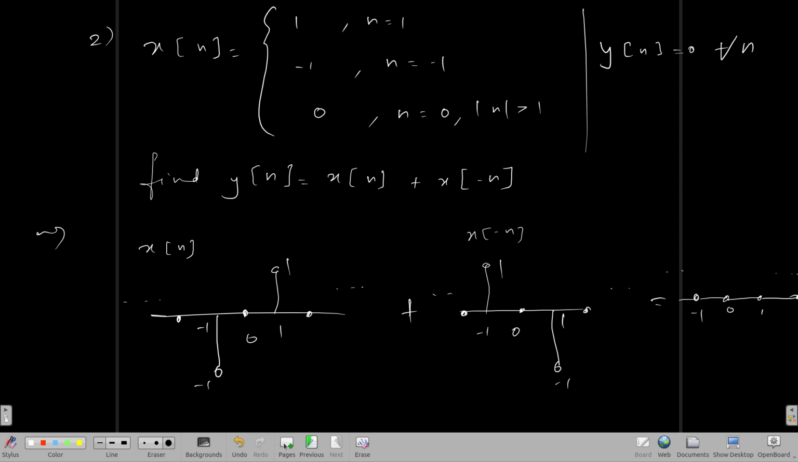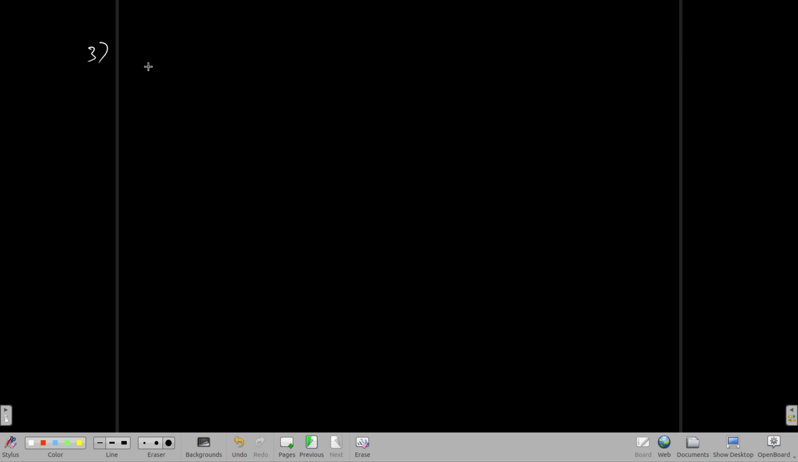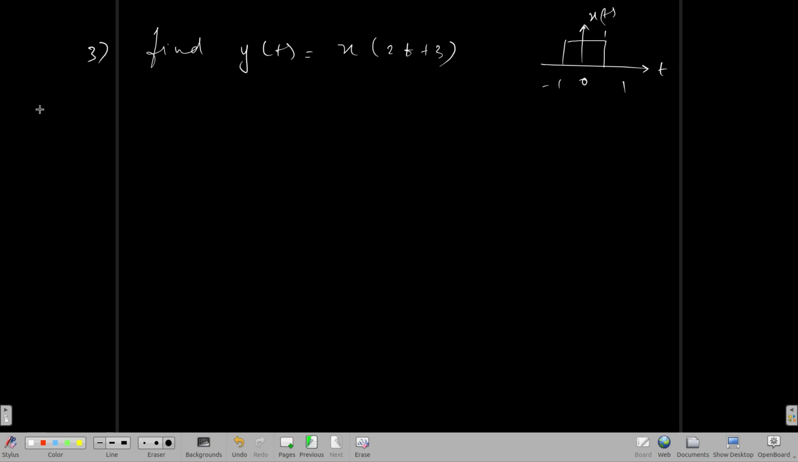So let's see the next question. Okay. Find y of t is equal to x of 2t plus 3. And our x of t is given as a single rectangular pulse from minus 1 to 1, with height 1. This is our x of t, this is t.